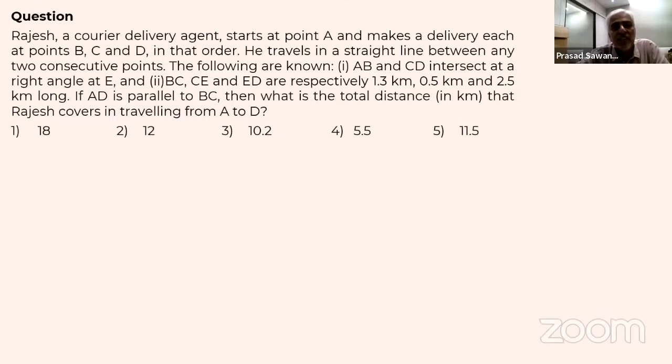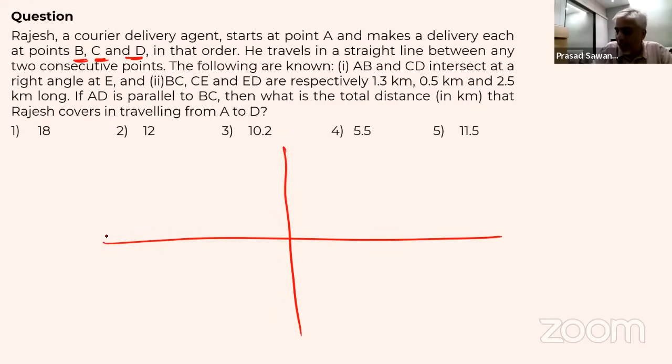Rajesh, a courier delivery agent, starts at point A and makes a delivery each at point B, C, D in that order, which means he first goes to B, then to C, and then to D. He travels in a straight line between any two consecutive points. No problem till there. The following points are known. AB and CD intersect at right angle at E. Very good. They have given us a very important information. AB and CD intersect at point E at right angle. So this angle is 90 degrees.